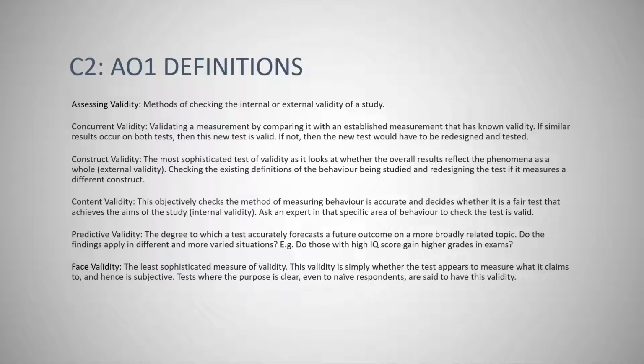Construct validity is the most sophisticated test of validity, as it looks at whether the overall results reflect the phenomena as a whole, so external validity. Checking the existing definitions of the behavior being studied and redesigning the test if it measures a different construct. Content validity objectively checks the method of measuring behavior is accurate and decides whether it is a fair test that achieves the aims of the study, so internal validity.